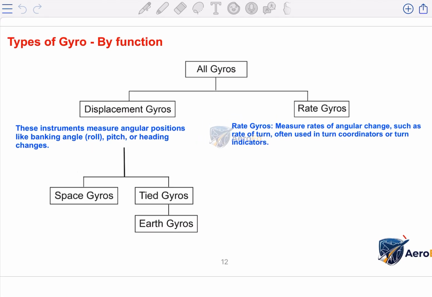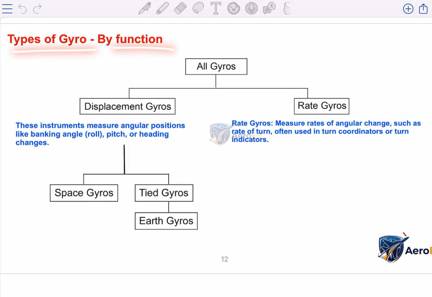So what are the types of gyro by function? There is the displacement gyro and the rate gyro. Let's talk about the displacement gyro. These gyros measure angular positions like roll, pitch or heading changes. This is the reason displacement gyros are used in the DGI, which is the directional gyro, or the artificial horizon, because they can measure angular position like banking and pitching.